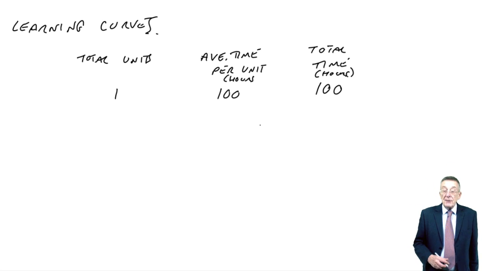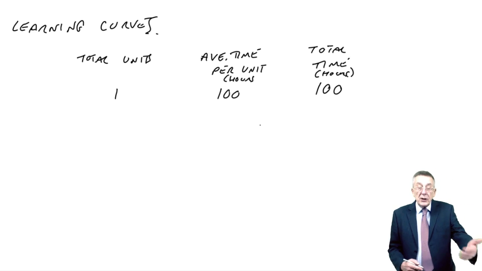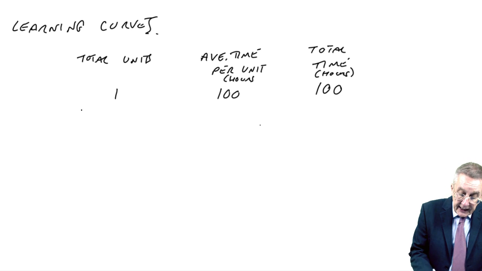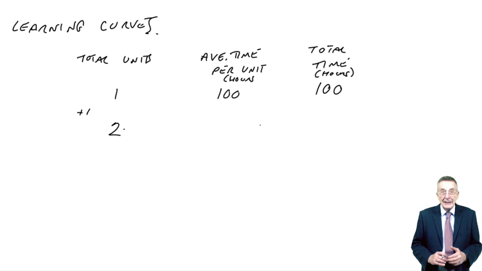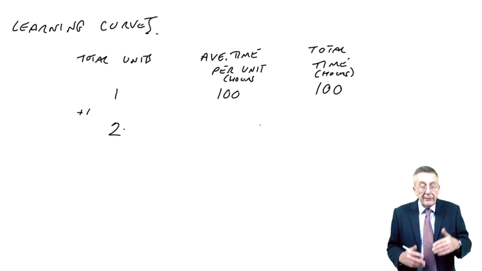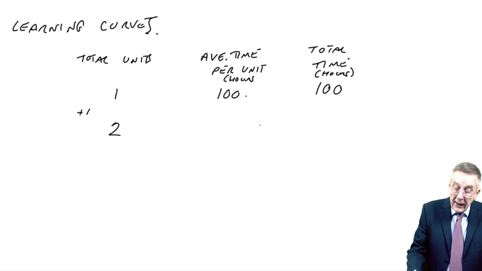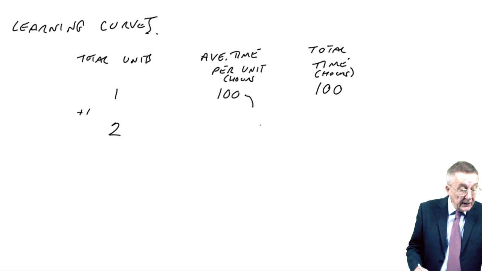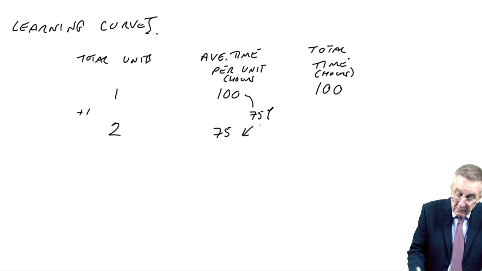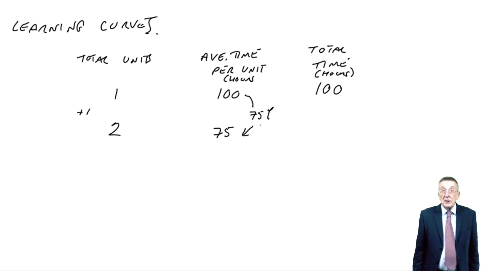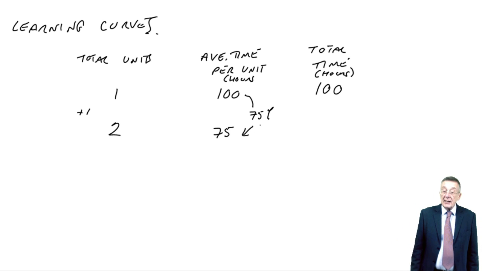Now, the way the rule operates, it says if we double production, so double production means that we make an extra unit, we double up to 2. If I make 2 units, the average time for those 2 units, the average time per unit, is the average time for the one before, 100 hours, times the learning rate of 75%. The average time per unit falls to this percentage here, 75% of the previous average time.